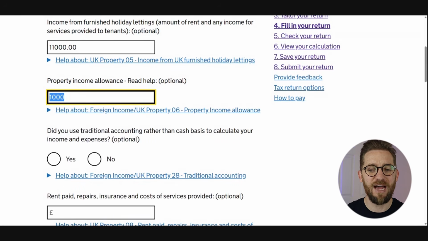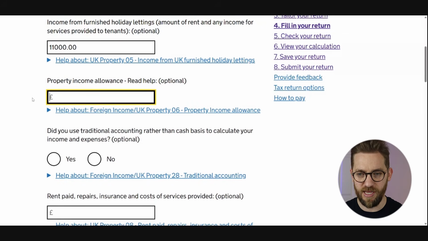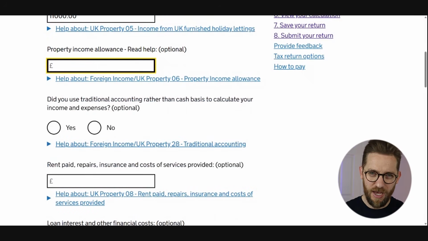So if I only had £500 of expenses, great, I'm happy to replace this with the £1,000 figure because it's going to reduce my profit and I'll pay less tax. If I've got more than £1,000 of expenses, then I don't want to use that. I want to claim the actual expenses. So just bear that in mind, and you have to do your own little calculation there.